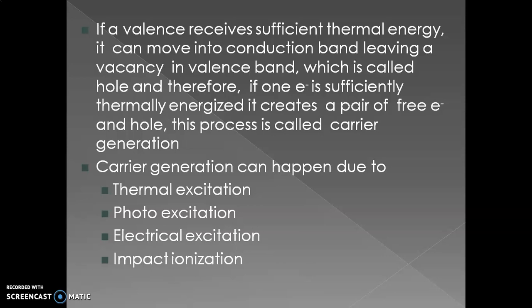When an electron moves from the valence band to the conduction band, one vacancy is produced in the valence band. That means the electron moves from the valence band to the conduction band, leaving one space, and that space is called a hole. Therefore, when one electron is sufficiently thermally energized, it creates a pair of an electron and a hole. This process is called carrier generation. That means an electron and a hole are generated.